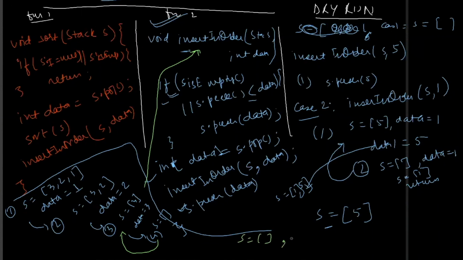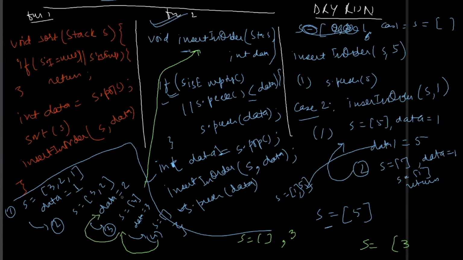and it has to insert 3 into it, right? So when I call this function insert in order, it will insert 3 into this simply because the stack is already empty. So our final stack is this, the 3 has got entered. Okay. After that, again, I go back to step 2.